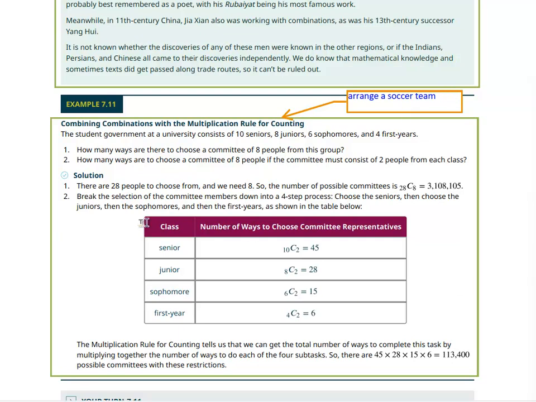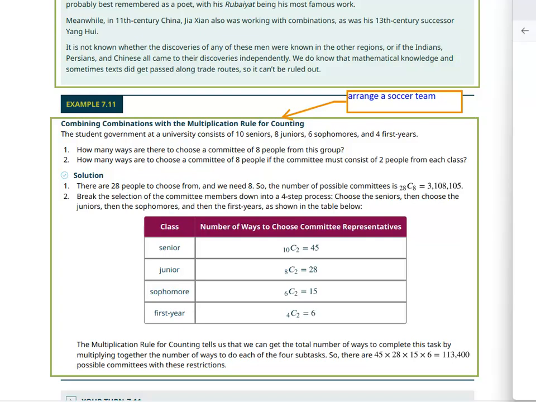And what they do here is this committee with 8 people from this group, and then they choose 2 out of 10 seniors, they get 45 possibilities, 2 out of 8 juniors, they get 28 possibilities, and so on. And then what they do is they multiply these possible combinations here, and they get these 113,000 possible committees. So let me show you that with a soccer team, just because I want to.